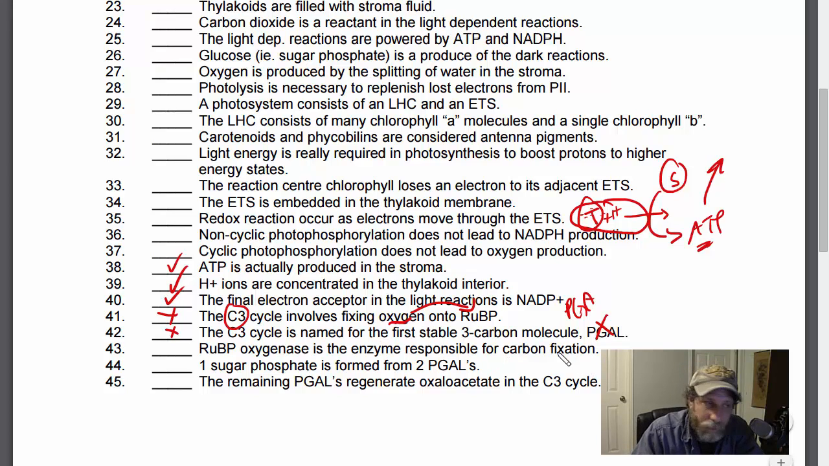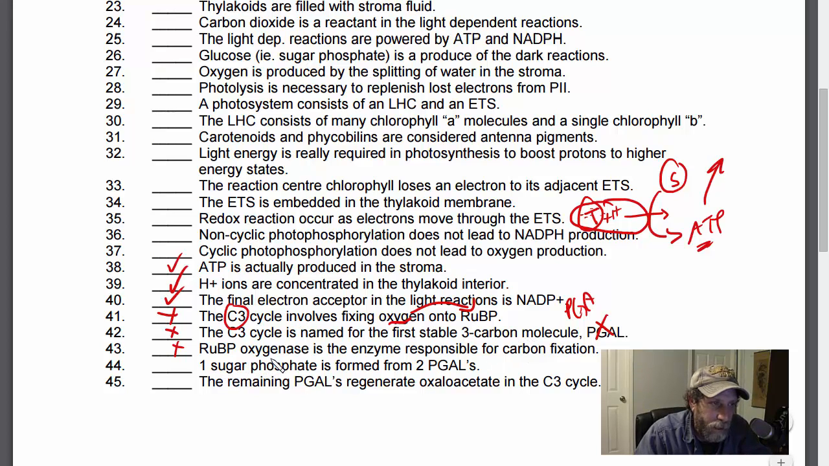RUBP oxygenase is the enzyme responsible for carbon fixation. And that's not true. It's RUBP carboxylase, or RUBP carboxylase/oxygenase, but it's the carboxylase function that grabs the carbon dioxide molecule, which is a carboxyl essentially, or you could call the enzyme Rubisco. It's not RUBP oxygenase that's going to fix carbon. So this is not true. I hope that makes sense. If it's really RUBP oxygenase, it's going to fix oxygen onto RUBP and do photorespiration. So it's not going to fix carbon.